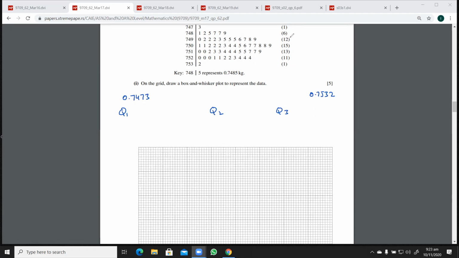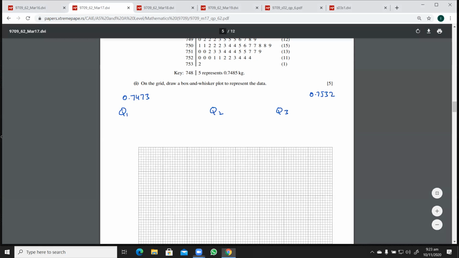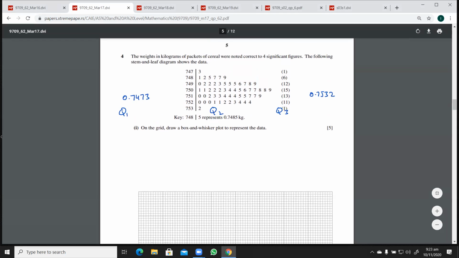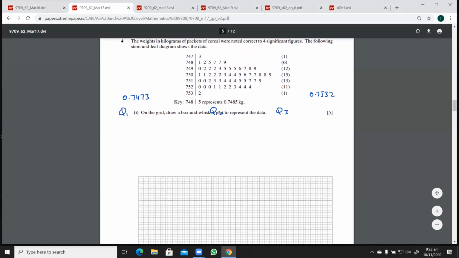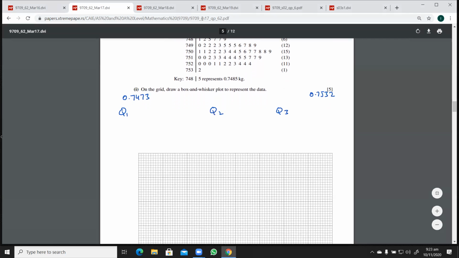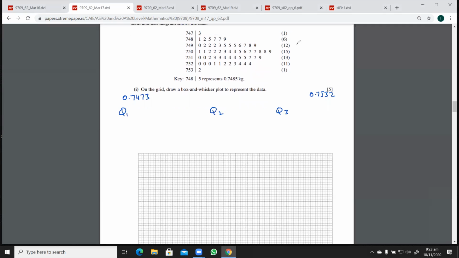Now, these are 7 plus 12, 19 plus 15 is 34, 34 plus 13 is 47, and 47 plus 12 is... how many of these are? Does it give us a number? I'm just adding them together. No, it doesn't tell us a total, so we have to add them together. So 7 plus 12, 19 plus 15 is 34, 34 plus 13 is 47, plus 12 is 59. So we have 59 values altogether.